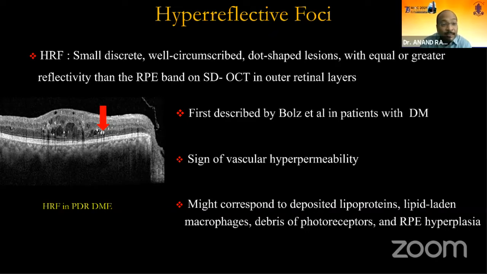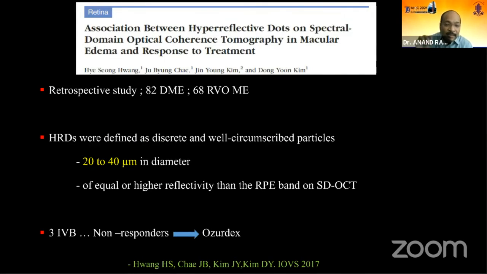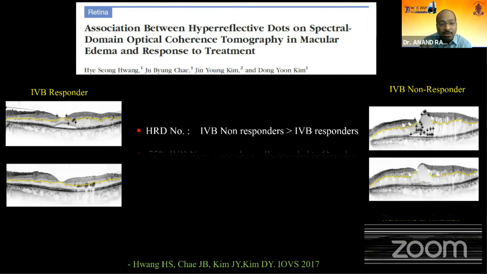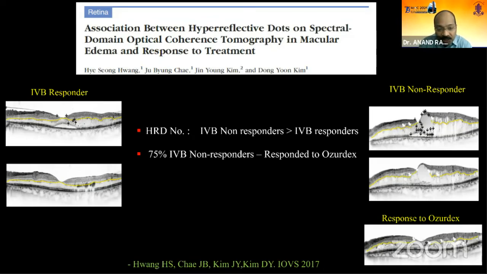And Huang et al. did something very interesting. They looked at cases of DME and RBO in a retrospective study, and they defined it similarly. And they put a number to it, 20 to 40 microns. This is the size. So these patients all had 3 injections of bevacizumab. Non-responders from these were treated with Ozurdex. They found that the HRD number was more in bevacizumab non-responders than responders. 75%, 3/4 of the bevacizumab non-responders responded to Ozurdex. HRD number conversely was more in Ozurdex responders than non-responders, so opposite to bevacizumab.